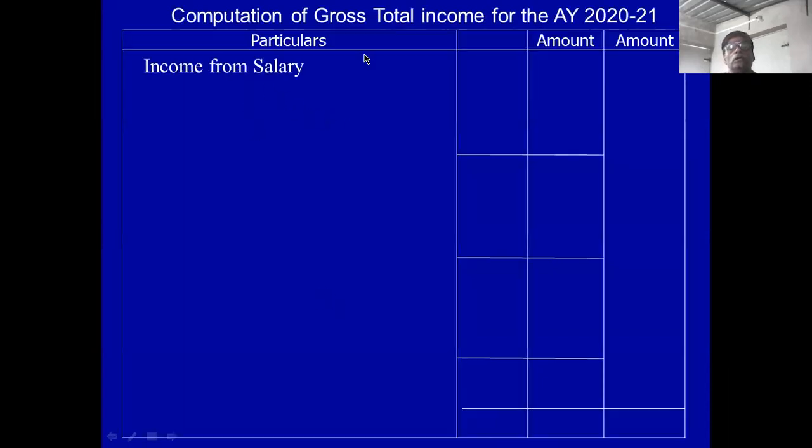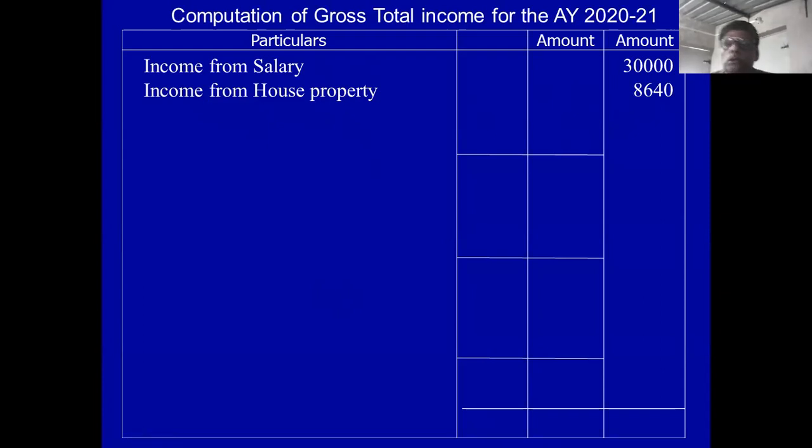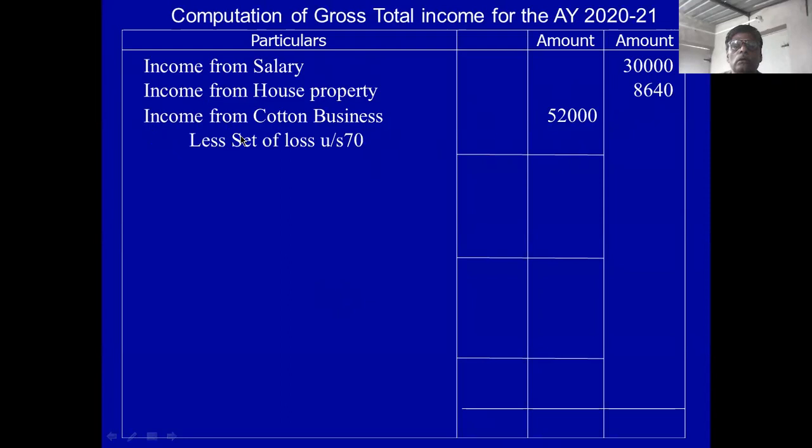First, you take income from salary. 30,000 is there. Second is income from house property, 8,640. These two are computed. Then come to the third point, income from cotton business. Income from cotton business is 52,000. Then set off loss under section 70, 10,000. You adjust it. Current year regular business income is 42,000.